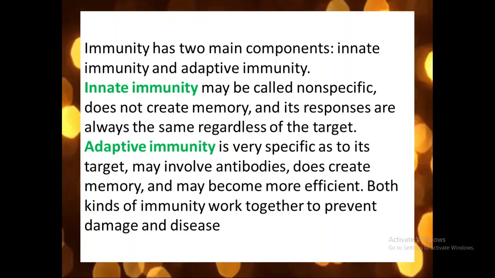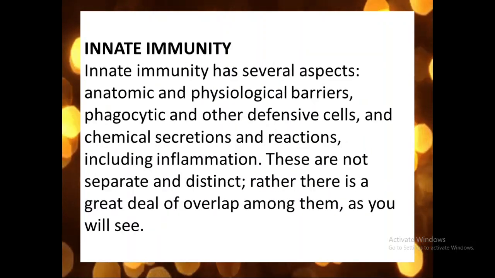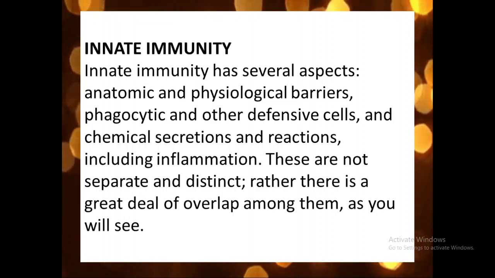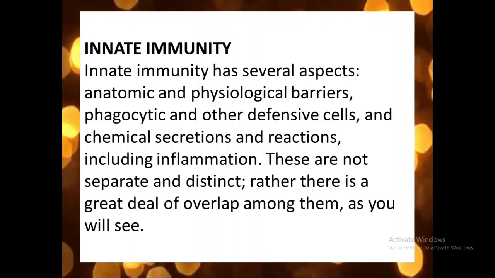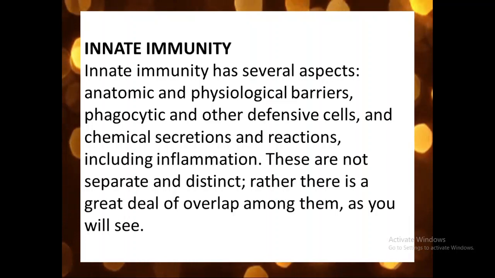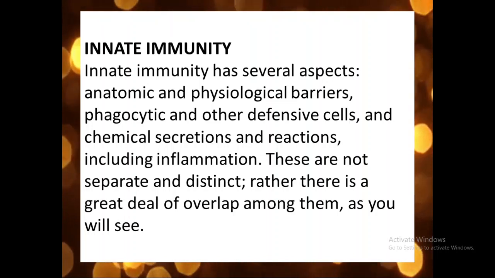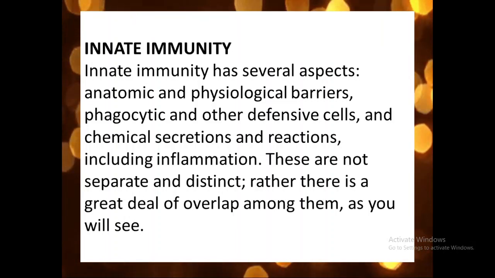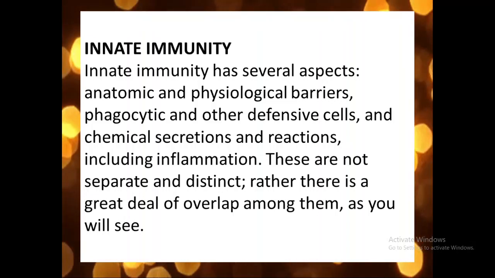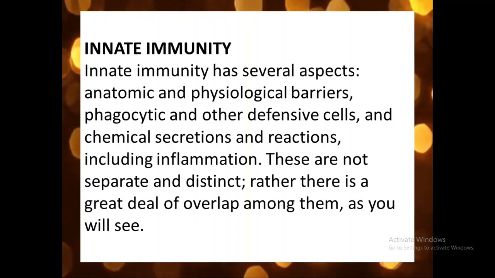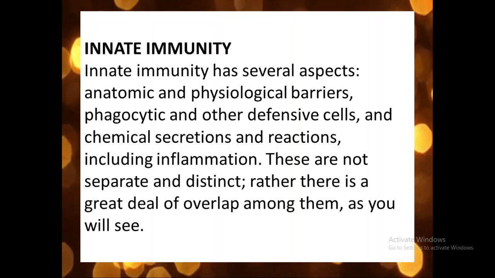Let's go on with those immunity. Let's start with innate immunity. Innate immunity is accomplished by mechanical mechanisms, chemical mediators, cells, and inflammatory response. You have to remember, innate immunity is accomplished by mechanical mechanisms, chemical mediators, cells, and inflammatory responses. These include anatomic and physiological barriers, phagocytic and other defensive cells, and chemical secretions and reactions, including inflammation. Those help the body to accomplish this innate immunity, and these are not separate and distinct. Rather, there is a great deal of overlap among them, as you will see.